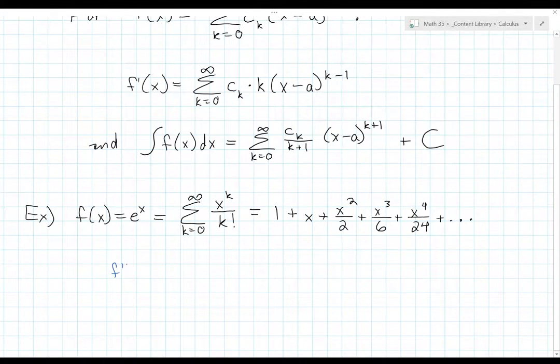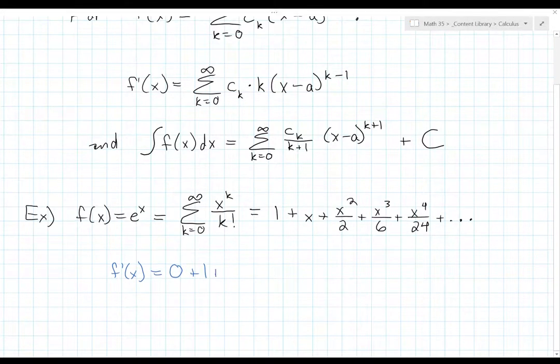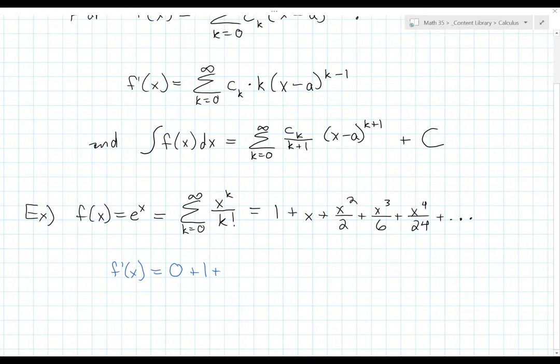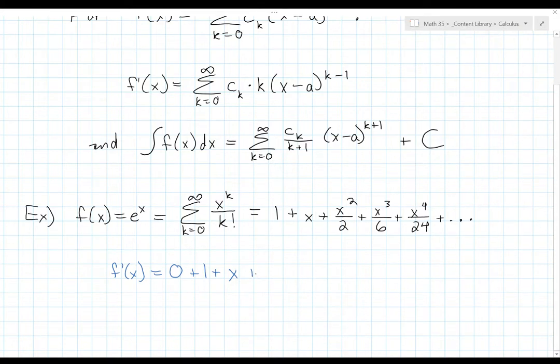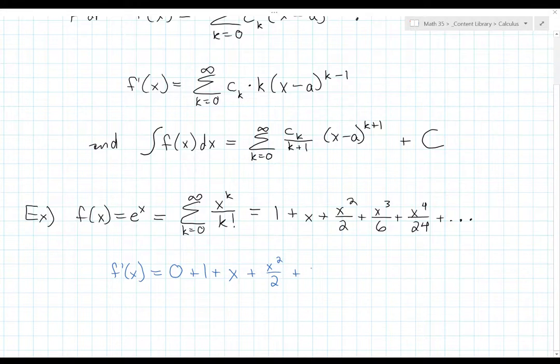So I have f prime of x. Well, the derivative of 1 is 0. The derivative of x is 1. The derivative of x squared over 2 is just going to be x. X cubed over 6 is going to become 3x squared over 6, which is x squared over 2. X to the power of 4 over 24 is going to be 4x cubed over 24, which is x cubed over 6, and so on down the line.